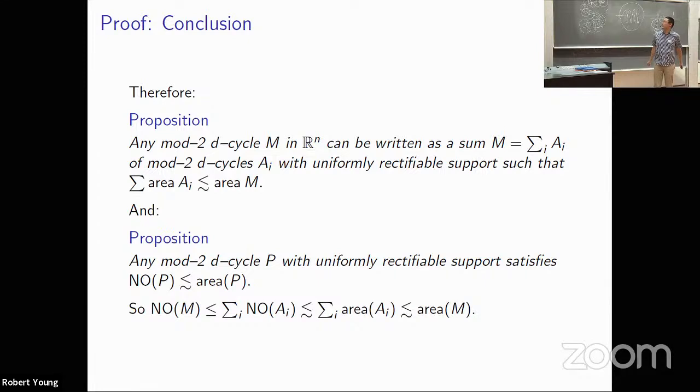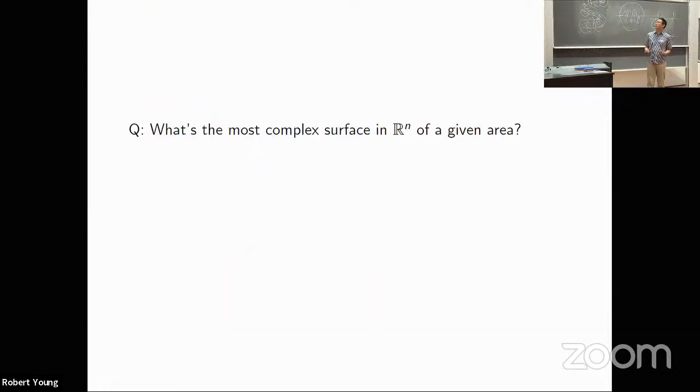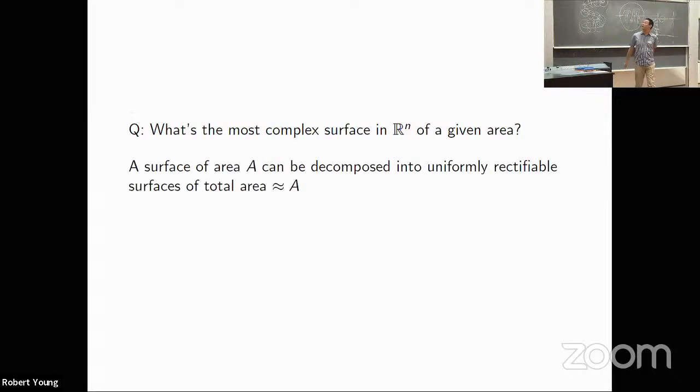And so you can't add extra non-orientability without also adding extra area. More generally, this gives us a rough answer to our original question: what's the most complicated surface in Rn of a given area? Because this tells you that no matter what surface you have, you can decompose it into uniformly rectifiable pieces of roughly the same total area.